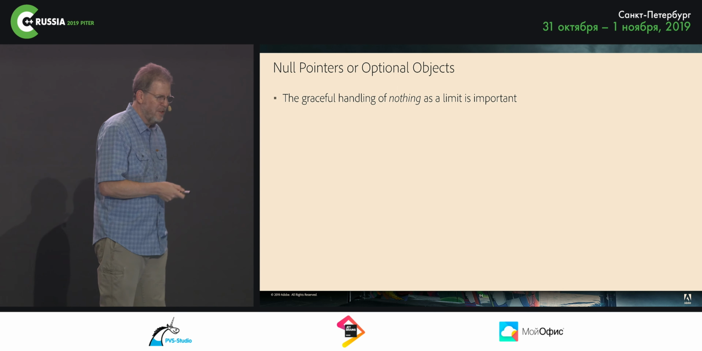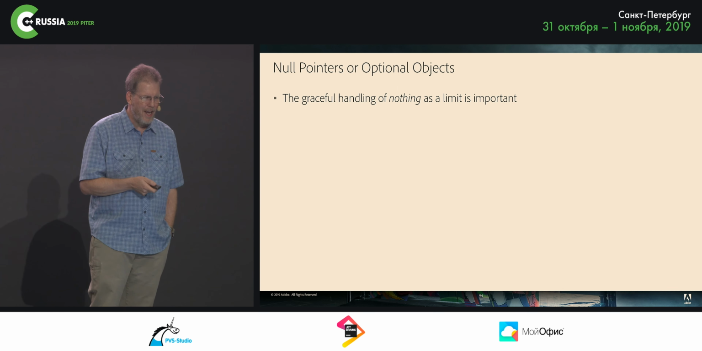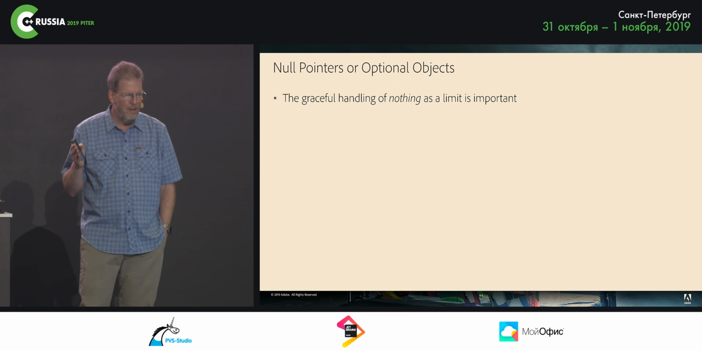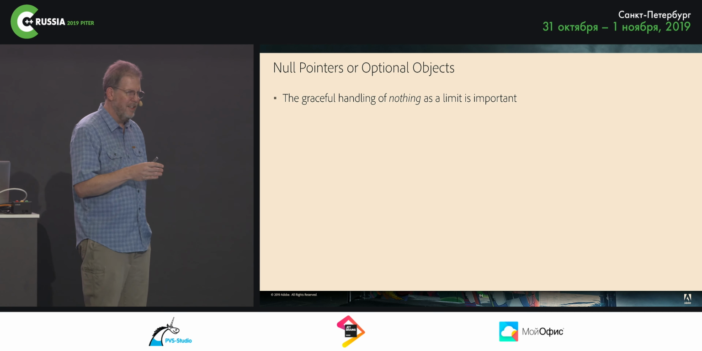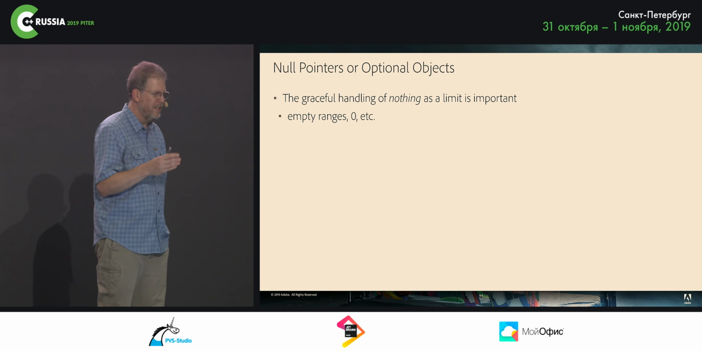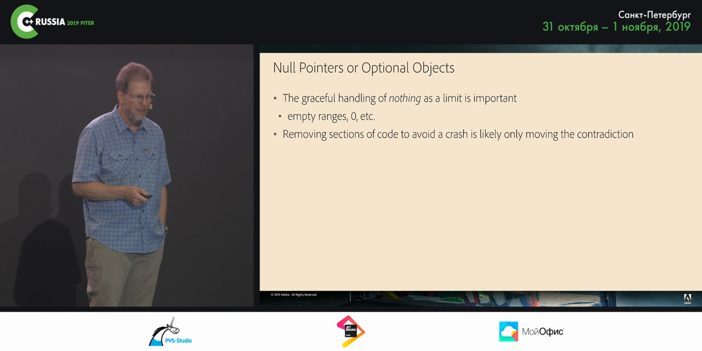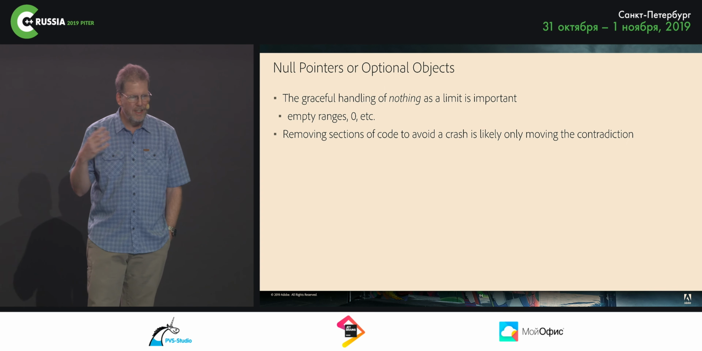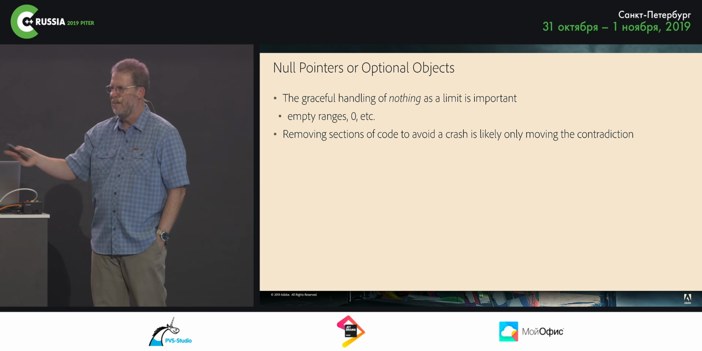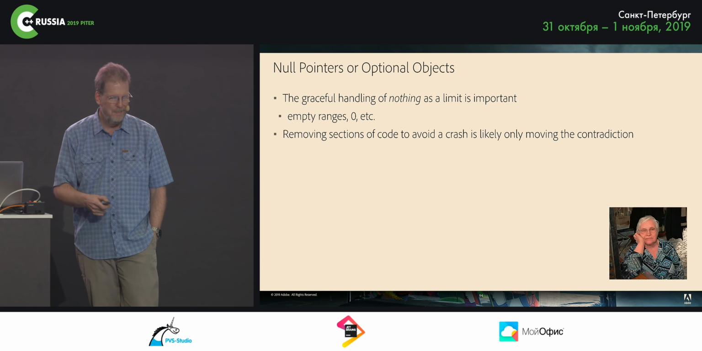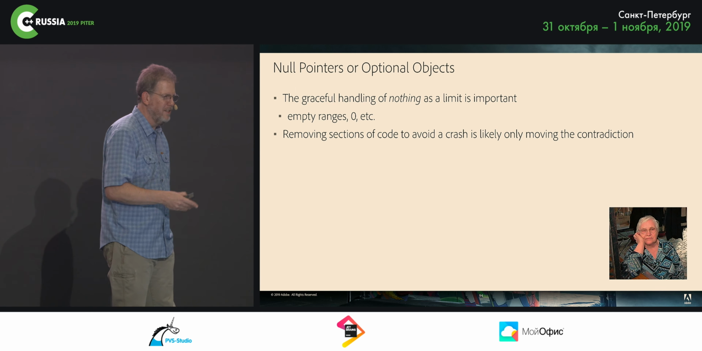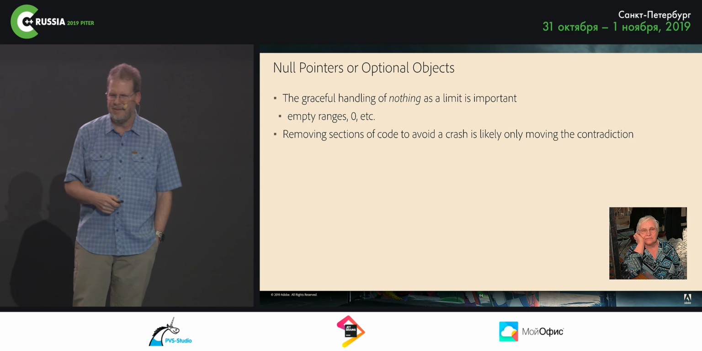Null pointers or optional objects have to be handled with some finesse. So we can think of nothing as a limit, and that's an important concept. Empty ranges, 0, etc. These are important things. But removing some section of code to avoid a crash is only likely moving a contradiction somewhere else in your code. So when I see developers do that, that's my response in a code review. Really? Did you think it through?